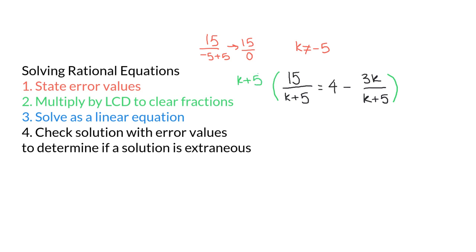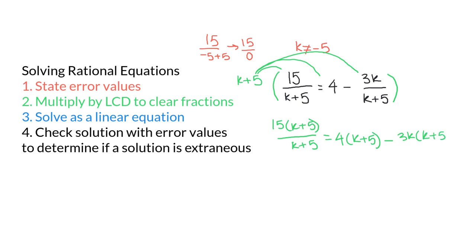Multiplying that by each term in the equation, we would get 15 times k plus 5 over k plus 5 equals 4 times k plus 5 minus 3k times k plus 5 over k plus 5.